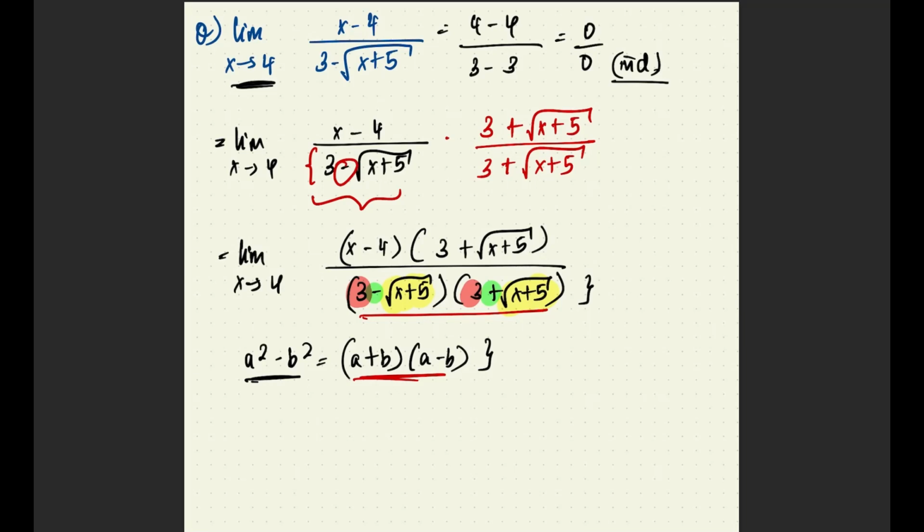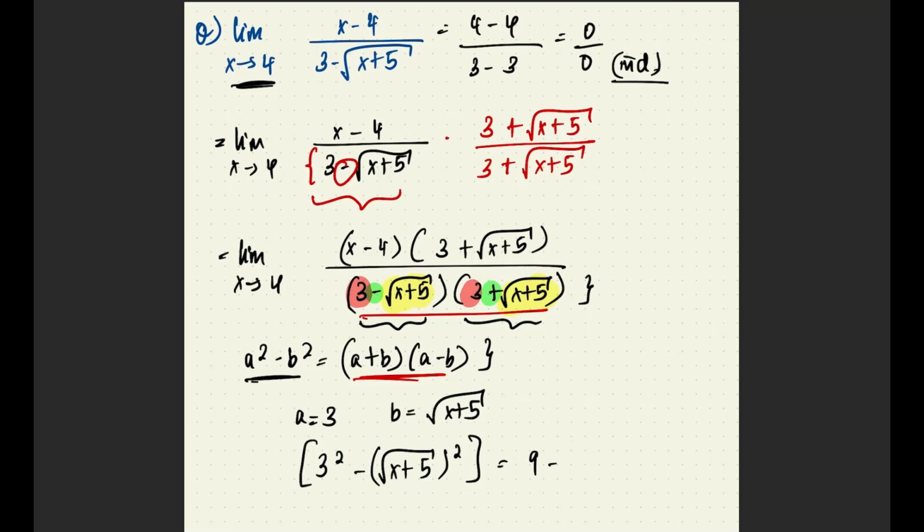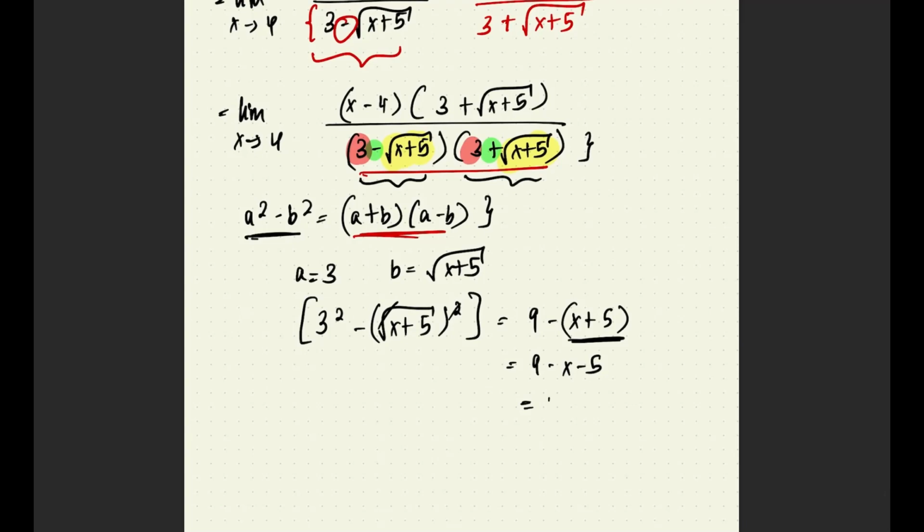So instead of having two separate brackets, we have the a plus b on this side and the a minus b over here. We can just write it as a square minus b square. So we know in this case our a is equal to 3 and our b is equal to the square root of x plus 5. Okay, so if I were to write this as a square minus b square, that's just 3 square minus the square root of x plus 5, squared. Okay, so this now gives us 9 minus, the square root will cancel with the square, x plus 5. Again, this bracket is pretty important, so that gives us 9 minus x minus 5, which then becomes 4 minus x.